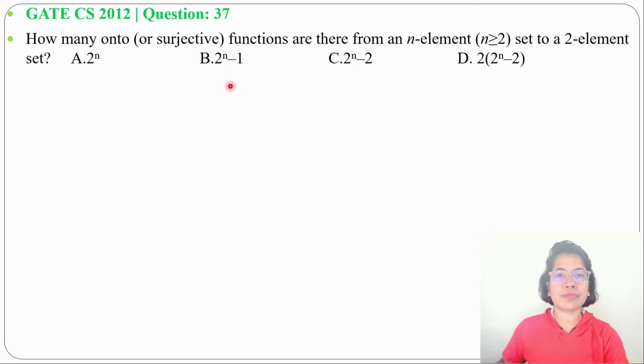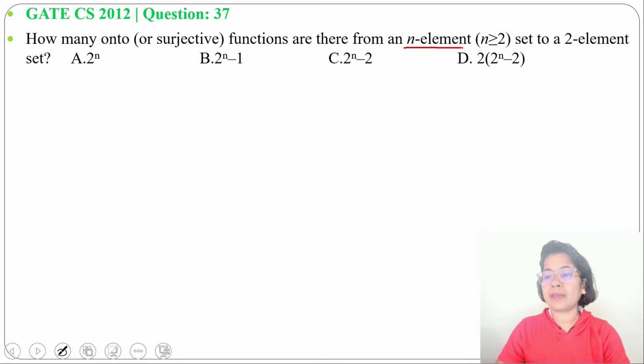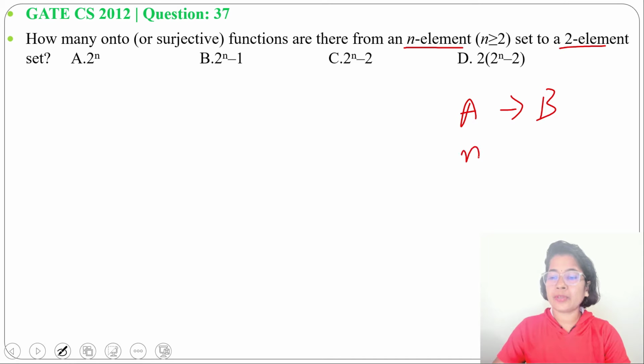This question is from functions. I already discussed functions during the lecture, so just go through the lecture. It's asking for the number of onto functions possible from a set having n elements to another set having 2 elements. This means we need to find the number of onto functions from A to B, where A cardinality equals n and B cardinality equals 2.